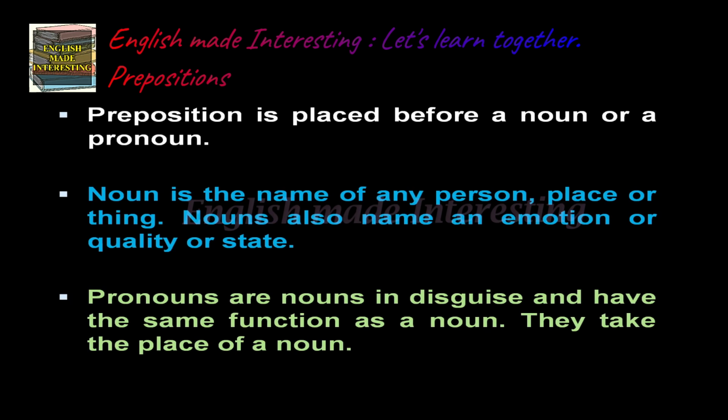Noun is the name of any person, place, or thing. Nouns also name an emotion or quality or state. Pronouns are nouns in disguise and have the same function as a noun. They take the place of a noun. They replace the noun.